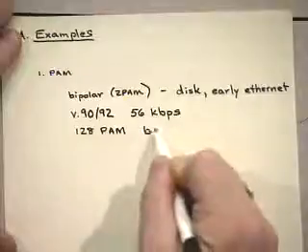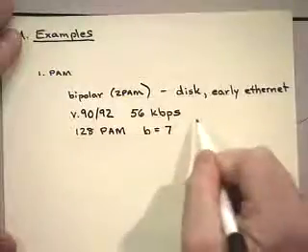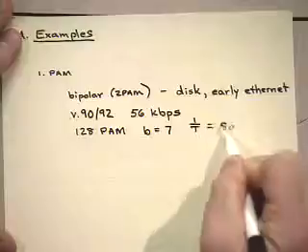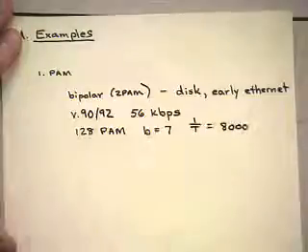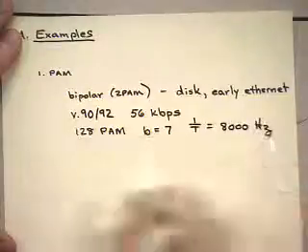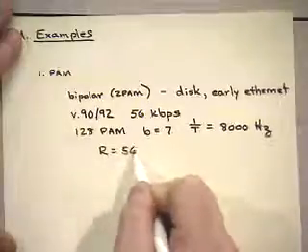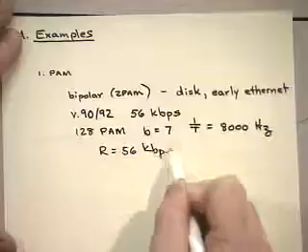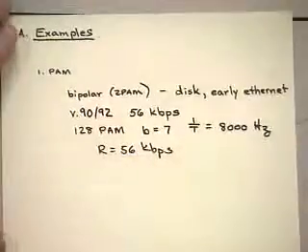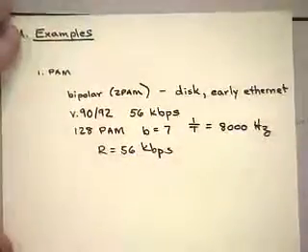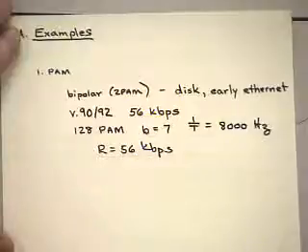So B is equal to 7, and 1 over T is equal to 8,000 hertz. So basically that gives you a data rate R of 56 kilobits per second. How do we get that? Well, it's B over T. So 7 times 8,000 is 56 kilobits per second.